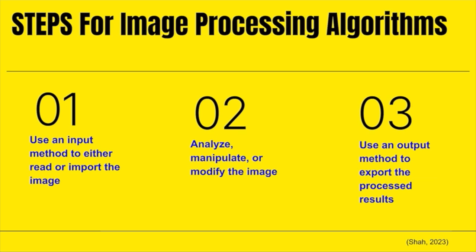DIP does not include image acquisition or generation of digital image representation from analog signals. Most image processing algorithms implement the following steps. Use an input method to either read or import the image, analyze, manipulate, or modify the image, and use an output method to export the processed results, which is an altered version of the image received via input.